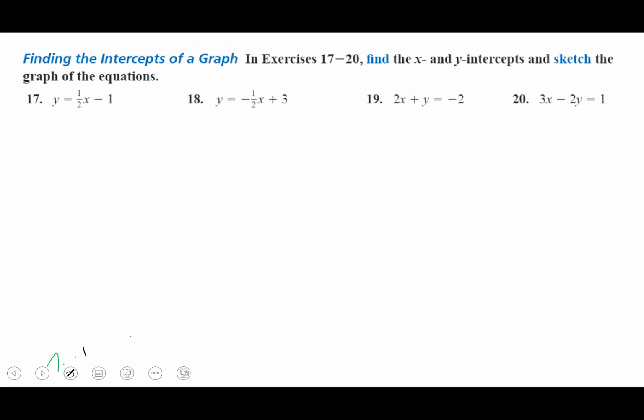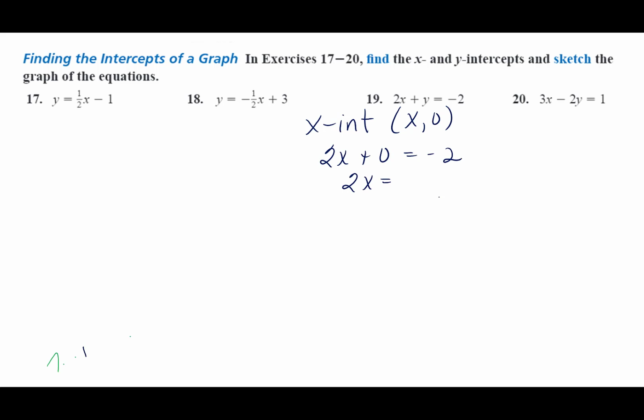Let's do the same thing. I'm going to skip 18 because it's almost identical to 17. I'm going to go on to 19. First, if we find the x-intercept, it's always in the ordered pair x, 0. So I'm going to plug in 0 where the y variable is. So this is 2x plus 0 equals -2. That simplifies to 2x equals -2. Divide both sides by 2, and x equals -1. So the ordered pair that is the x-intercept is -1, 0.